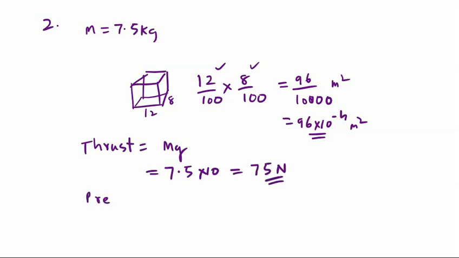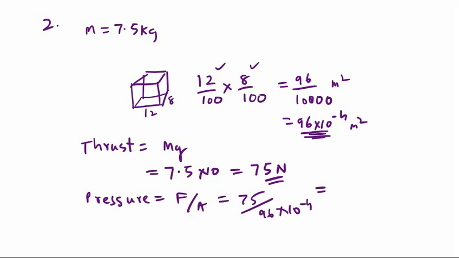Also they're asking you for pressure. Pressure is equal to force by area, which is thrust by area. That's equal to thrust, 75, divided by 96 into 10 to the negative 4, that's your area in the denominator, and it works out to about 7,812.5 Pascal. There's your two answers, thrust and pressure.